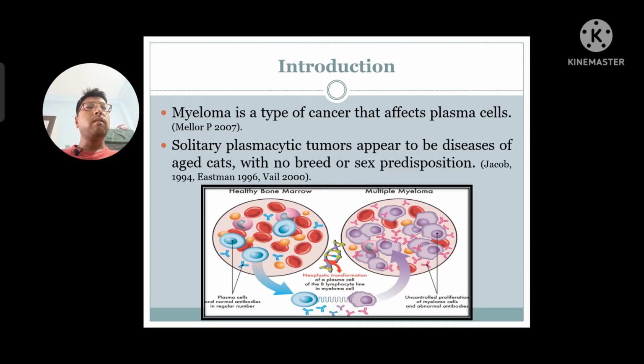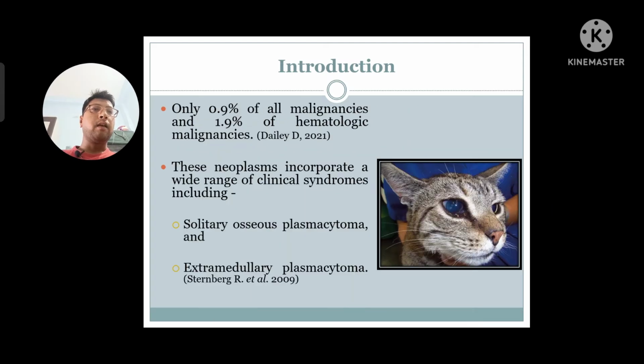So why is this myeloma produced, and why is this cancer produced? It has an unknown origin, especially in felines, and no breed or sex predilection has been seen to date. About 0.9% of all malignancies are related to myeloma, and about 1.9% are related to other hematological malignancies, especially in felines.